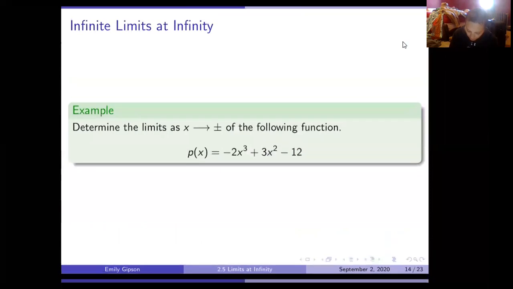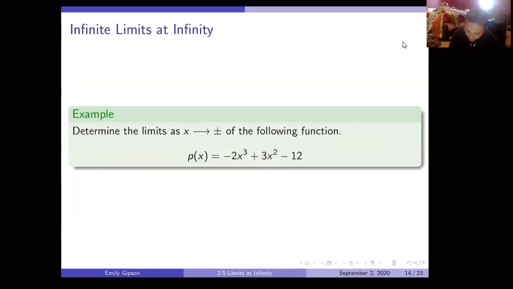I want you to determine the limit as x approaches positive and negative infinity for the following function. And this time I've thrown a wrench in your plans. So go ahead and try this one out, pause your video, and see if you can get this one and meet me back in the next slide.